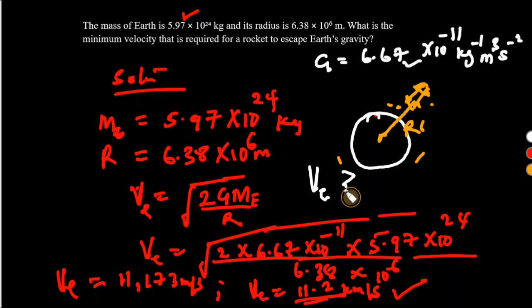So this Ve should equal or be greater than this. But in this case, this is exact. So this is the velocity required for this rocket to escape from the gravitational influence of the Earth and never come back. So let's solve example 2.